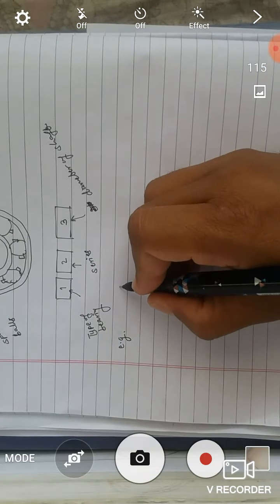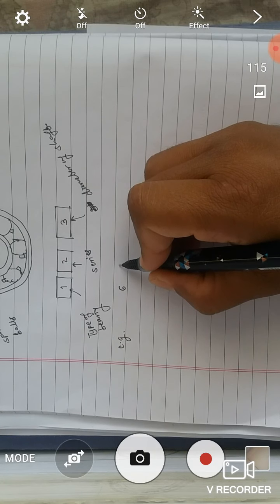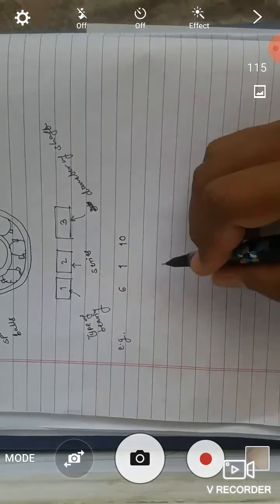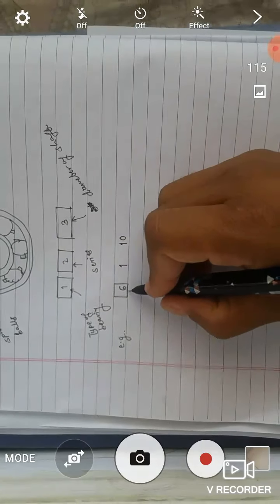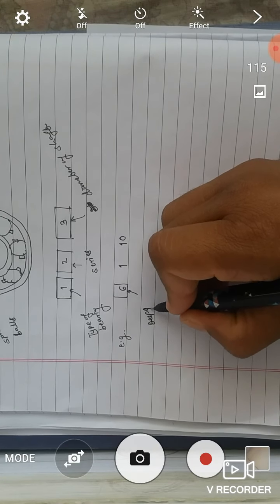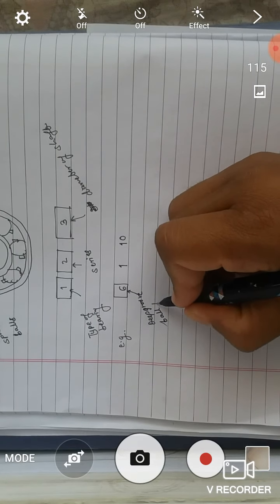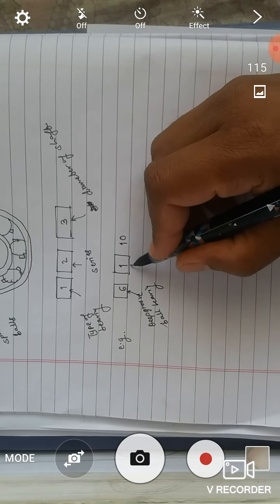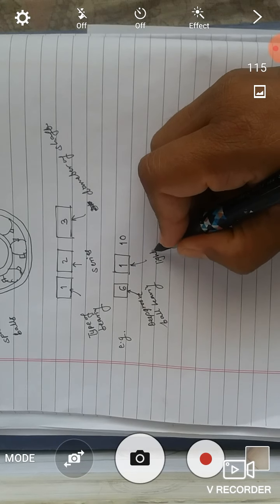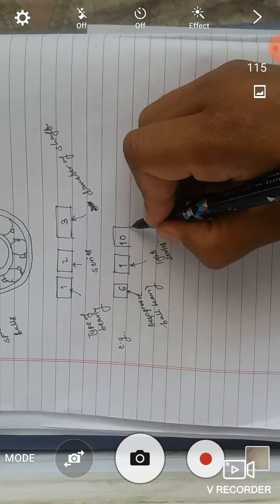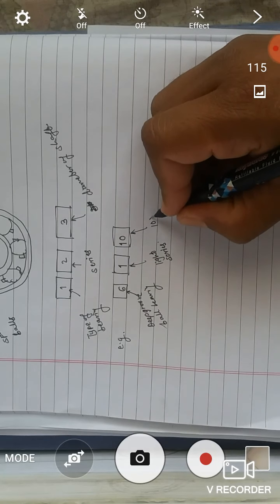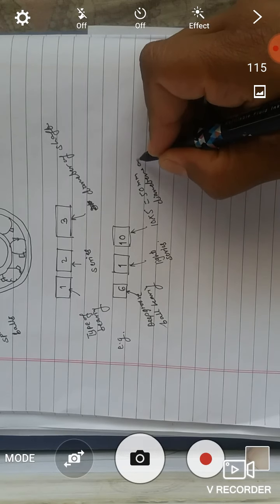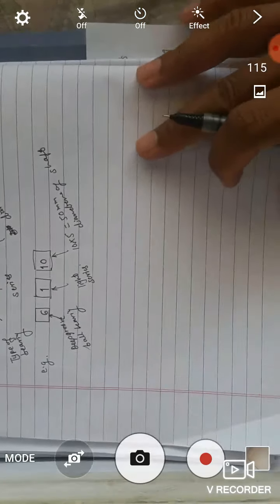For example, if bearing is 6110, then this is the first number and this is deep groove ball bearing. Second number is series. If one number is there, then this is light series, and this 10, if it is multiplied with 5, then 50 mm is the diameter of shaft.